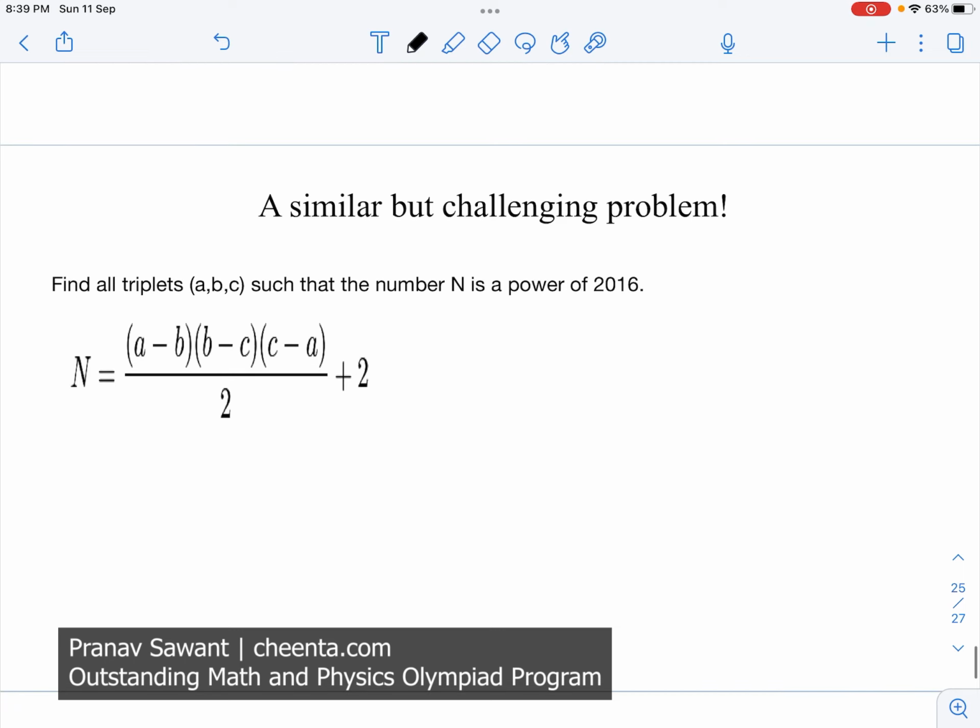And yeah, I want you to find all triplets A, B, and C such that the number n is a power of 2016, right? So it's kind of like a similar concept. You again are going to have to make certain cases and reduce it to the mod of some number, right? Reducing equations mod n, very important concept, right? So n is basically 2016 raised to power k for some natural number k, right? And you need to find out the value of all triplets A, B, and C that satisfy this given equation.